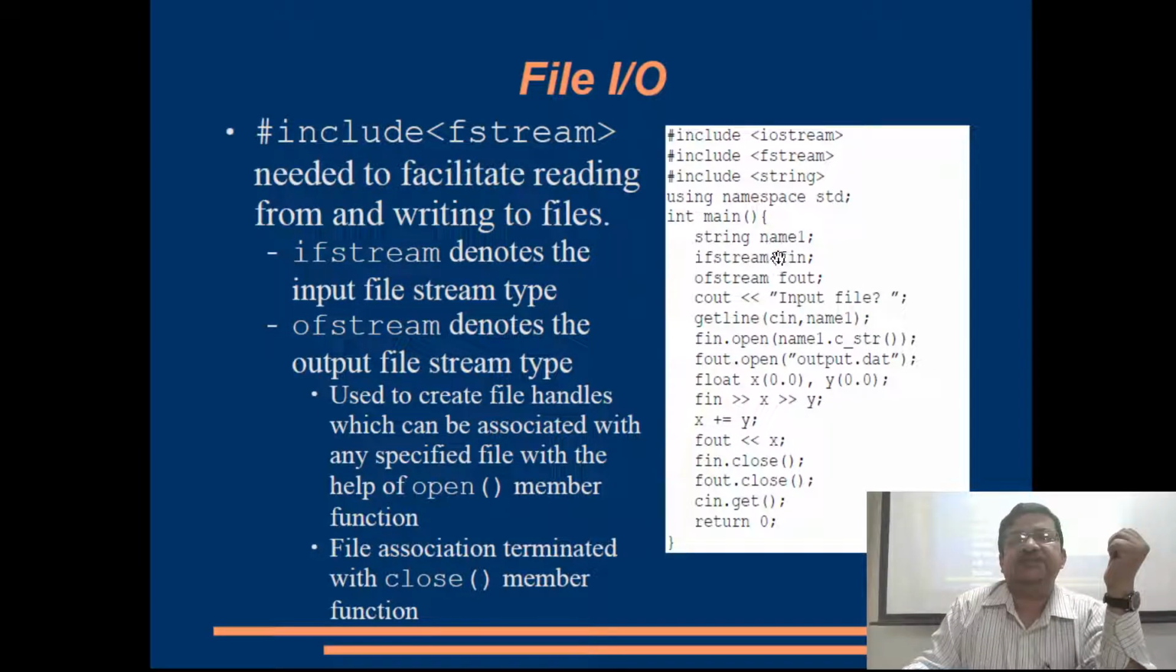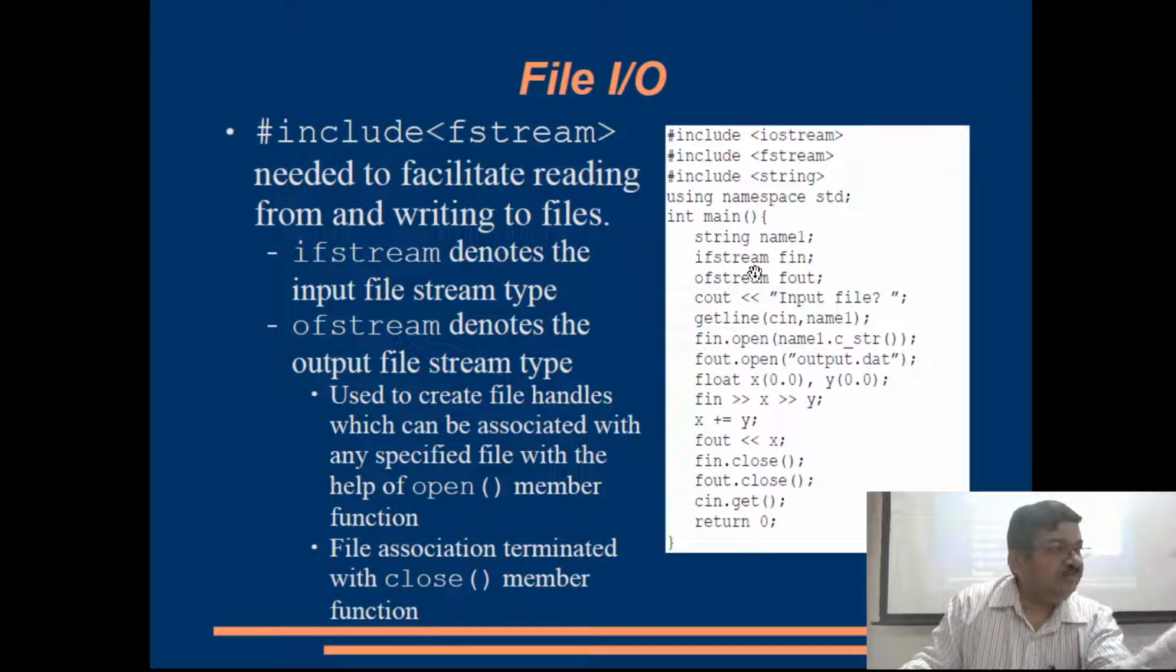So we define this fin as the ifstream object. Ifstream is the data type. What does it mean? Ifstream is very logical, input file stream. Cin is standard input, that is keyboard. Fin, we will be mapping it to a file. So then you don't have to feed from keyboard. The program will read the input from the specified file.